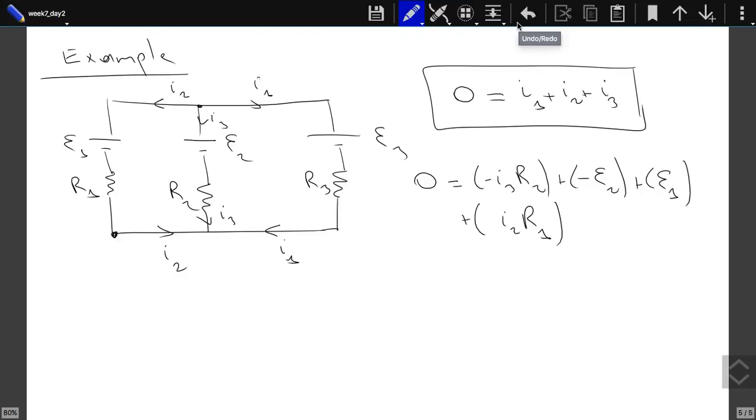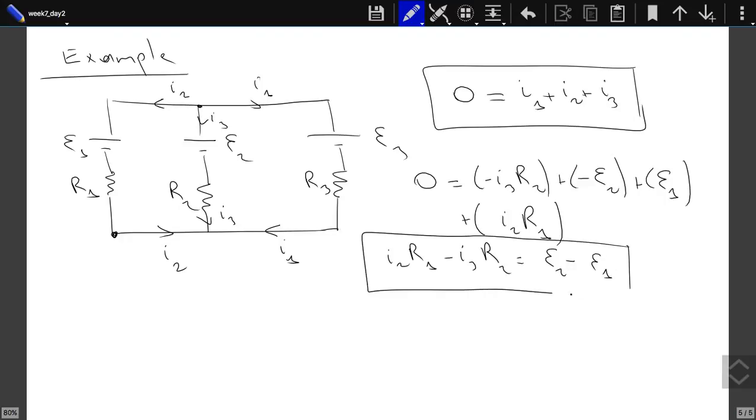Now, we had three unknowns, so we need three equations. This is one of them. Let me just reorganize it a bit. It tells me that I2 times R1 minus I3 times R2 is equal to epsilon 2 minus epsilon 1. This is my second equation.